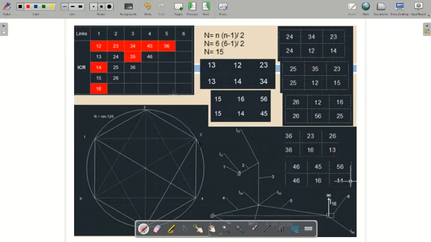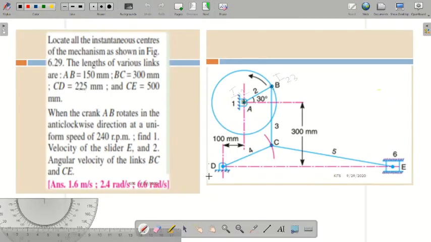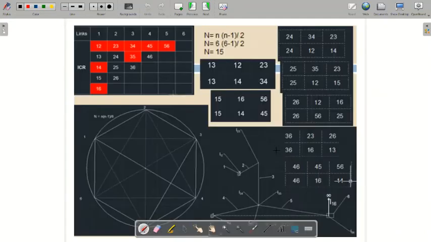connect 3 and 4. This is third link, this is fourth link. So this point should be I 3 4, because it is common to 3 and 4. See, I have mentioned here, can you see it? I 3 4, I am circling it. So 3 4 is over. Put a tick mark here.